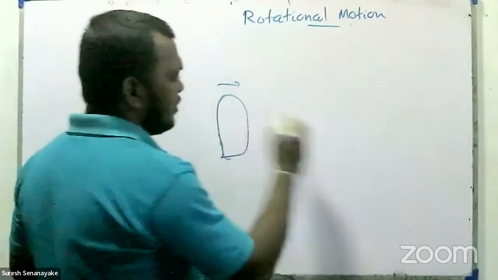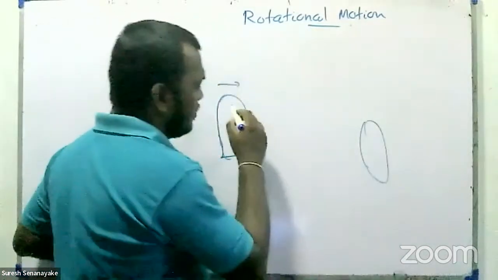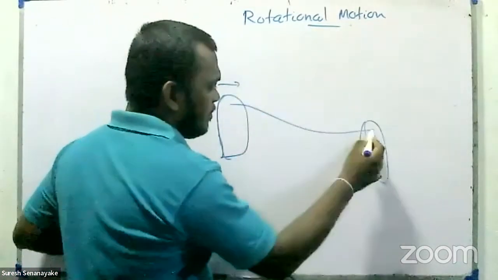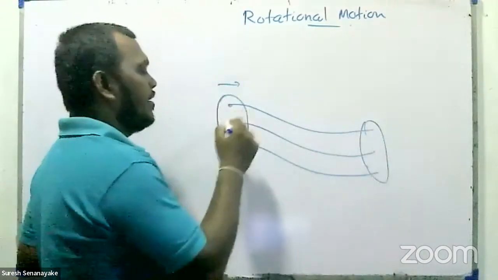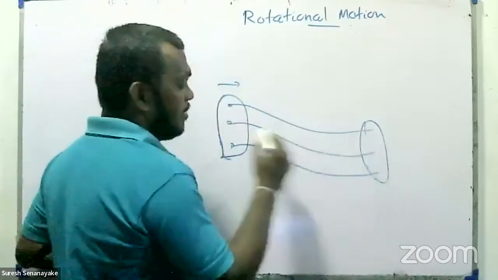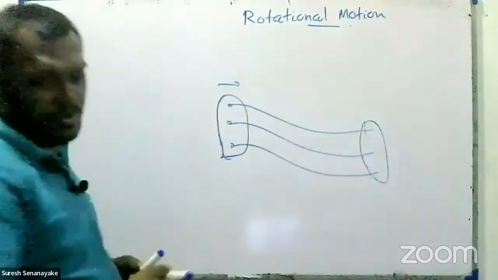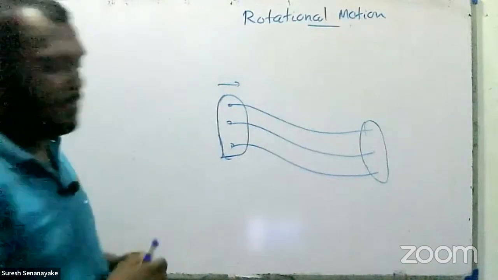Yes, the body comes to this point. The path is followed by this thing. All the points of the body have the same displacement. So it's a translatory motion.